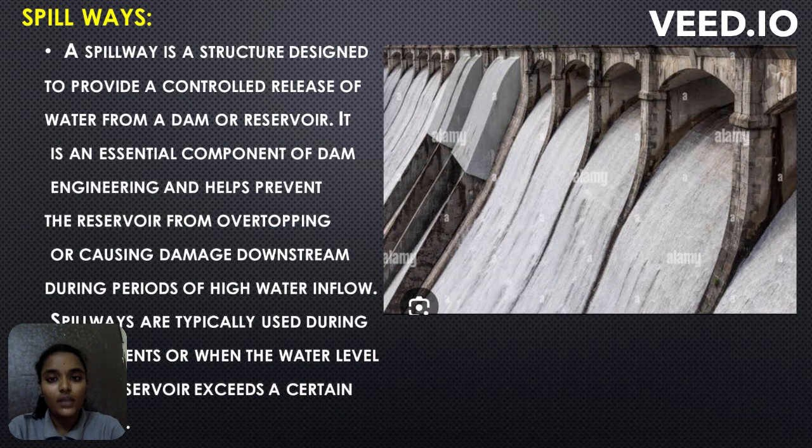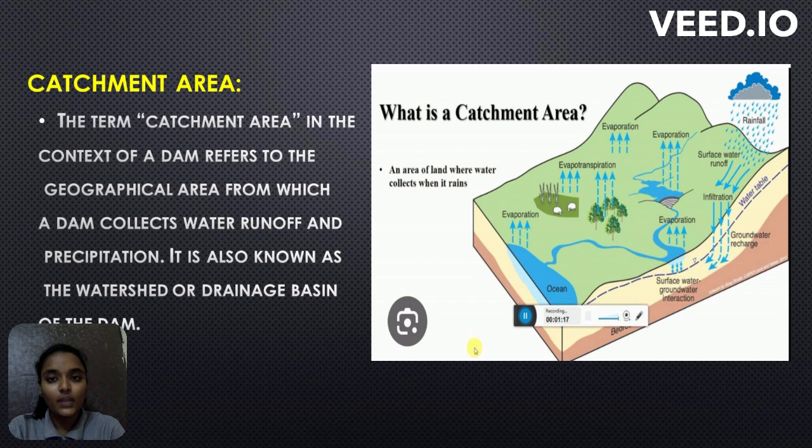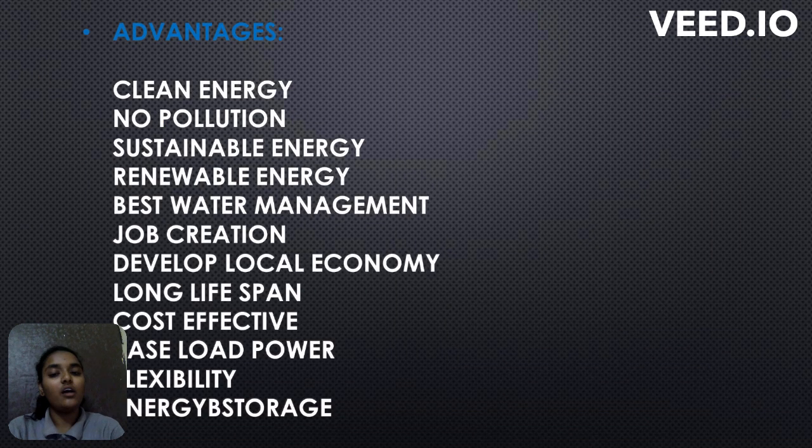Next component is catchment area. The term catchment area in the context of a dam refers to the geographical area from which a dam collects water runoff and precipitation. It is also known as the watershed or drainage basin of the dam. These are the key components of the hydroelectric power plants. Now, let us list out the advantages, disadvantages, and applications of hydroelectric plants.